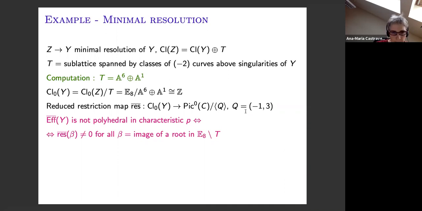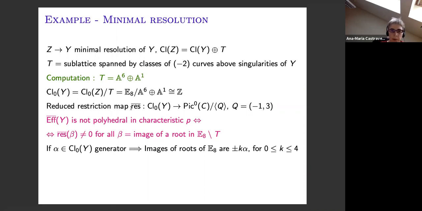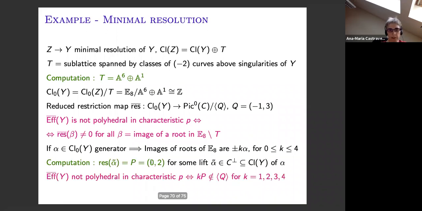Okay, so this now becomes very explicit. In this quotient, we can write down, if you choose a generator for CL0 of Y, you can actually prove that the roots of E8 are going to be multiples of this generator when I take their image in Y. And so then you need to compute the restriction of such a generator when you restrict to C. This is a computation to prove that it is given by this point.